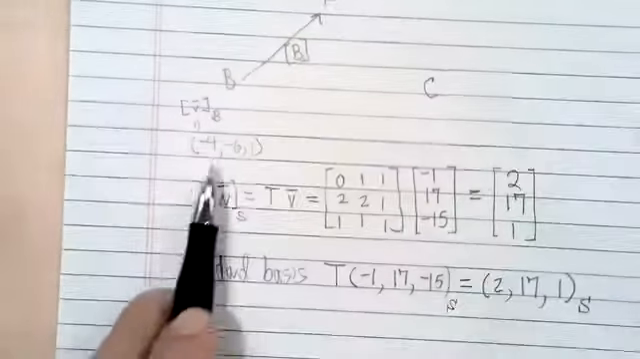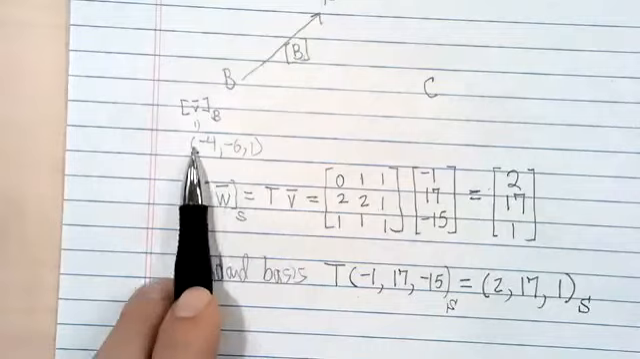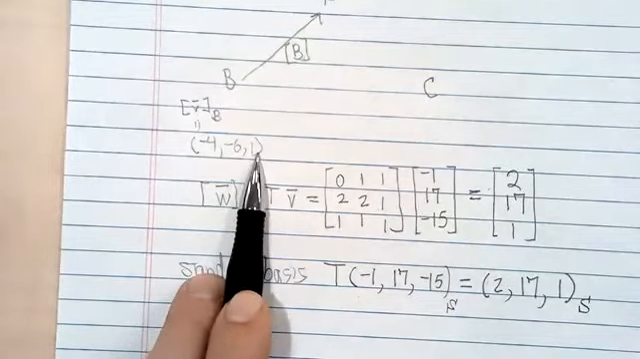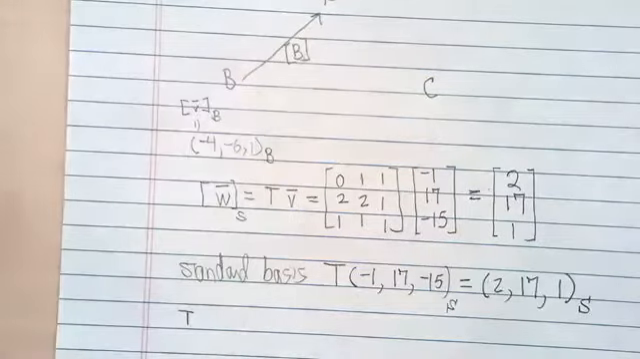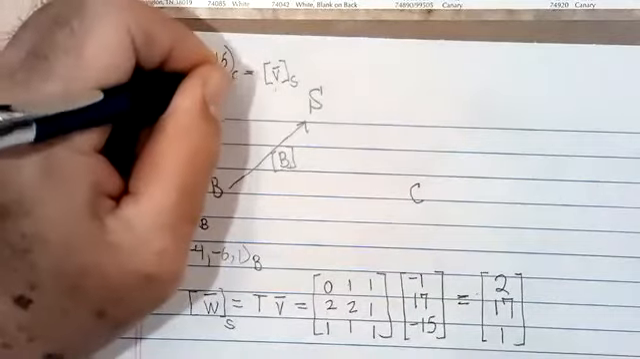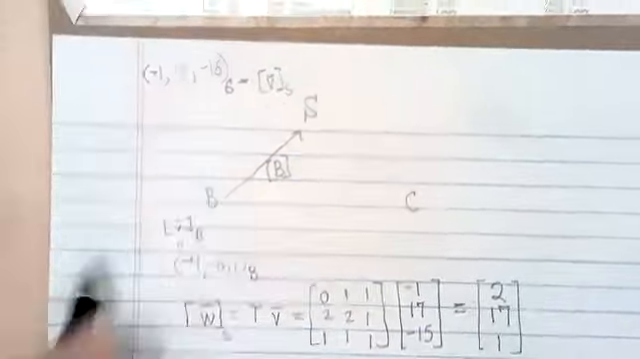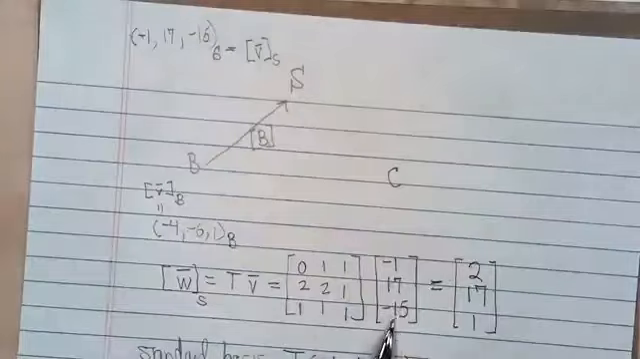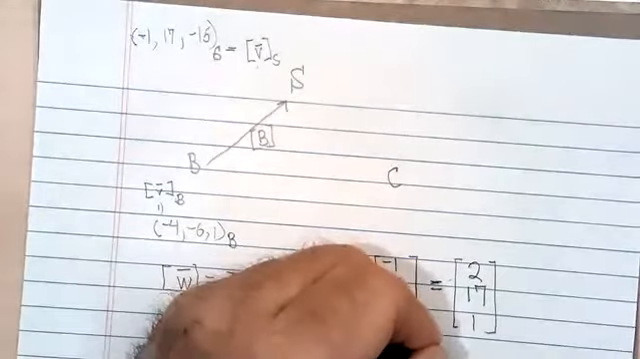I'm just confused how they're... What is the negative 1, 17, negative 15 again? That is the coordinates. We were told to transform this vector here, minus 4, minus 6, 1. Okay. Those are its coordinates in basis B. Yep. So the first thing I do is I translate to standard basis. So minus 1, 17, minus 15, that's standard basis.